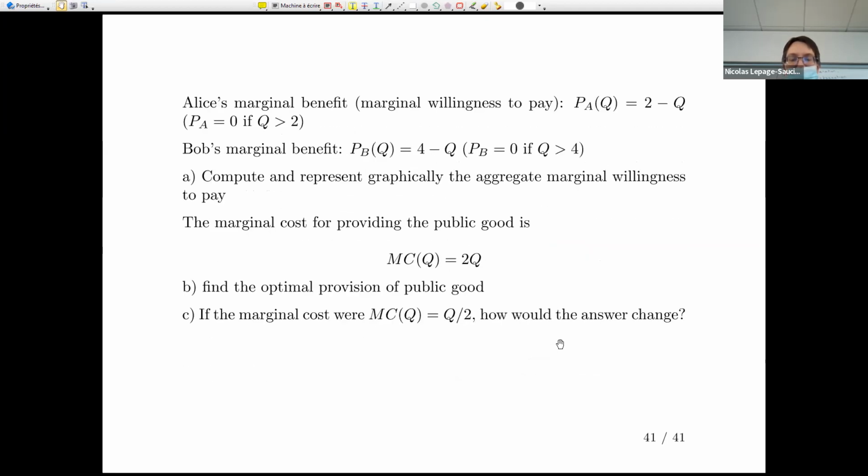Thankfully for you, this example looks very much the same. So please do that. Compute and represent graphically the aggregate marginal willingness to pay of Alice and Bob in this case. I'll give you a few minutes to do it, and then I'll do it with you. I was unprepared and didn't do it myself, so hopefully I don't make any mistake.